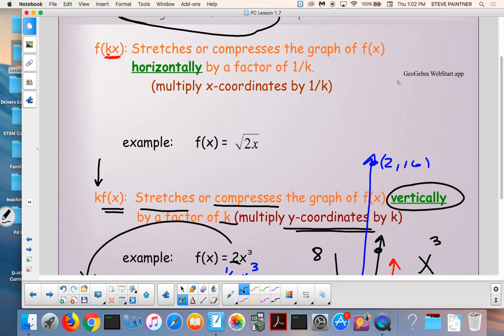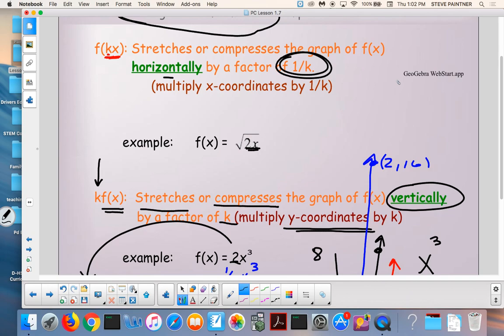Now read this because this is confusing. This is either going to be a stretch or a compression of the graph of f of x, horizontally by a factor of what? 1 over k. The factor is not k, it's 1 over k. So you multiply your x coordinates by 1 over k. Okay, watch this. This is a horizontal stretch or compression.